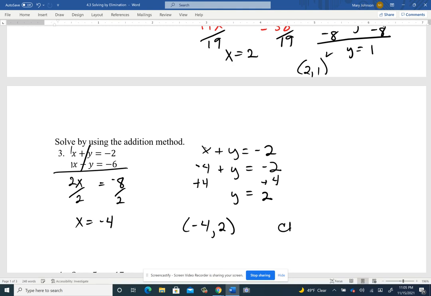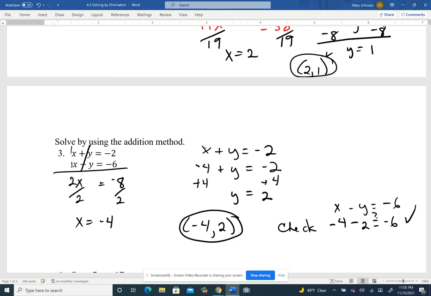For my check, I can plug it into x minus y equals negative 6. Negative 4 minus 2, sure enough, equals negative 6. So actually that tells me I'm for sure correct once I've done that.